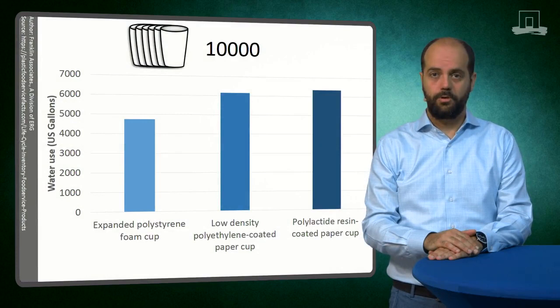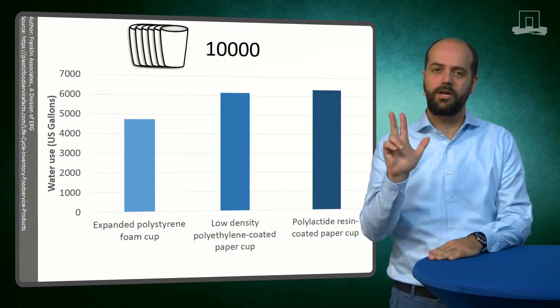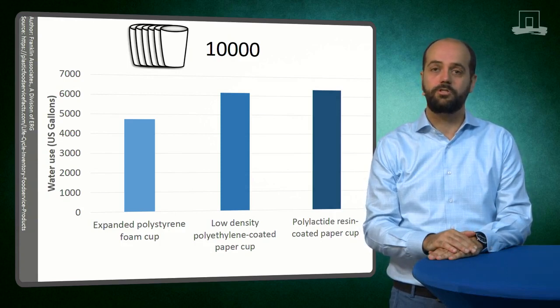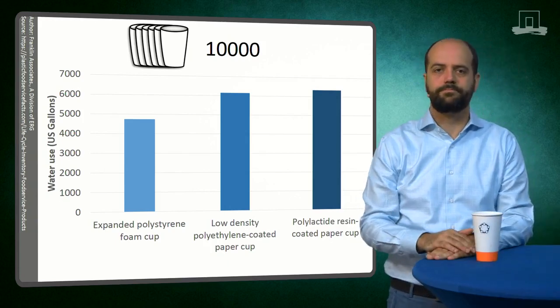Here we have an example of the total water used by the life cycle of 3 disposable coffee cup alternatives. This is a comparative life cycle inventory since it compares 3 alternatives. The results show us the water used per functional unit. The functional unit is 10,000 units of 16 fluid ounce cups. 16 fluid ounces is the volume similar to this cup over here.